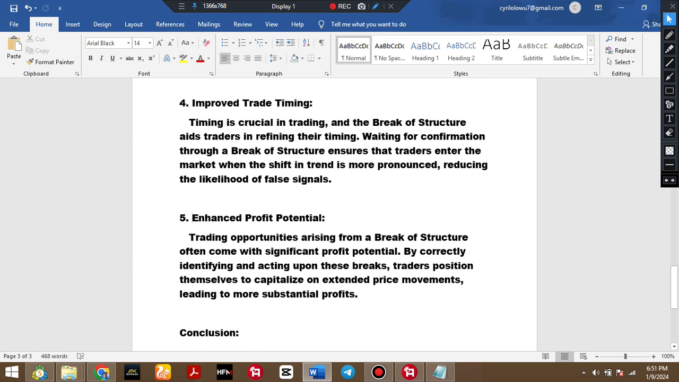Then lastly, it enhances profit potentials. Yes, when you understand the market structure as a new trader, it enhances your profit potentials. That means your risk to reward will be very okay. You will make more profit compared to your losses. So you'll be able to balance the market. You'll be able to balance the movement of price.